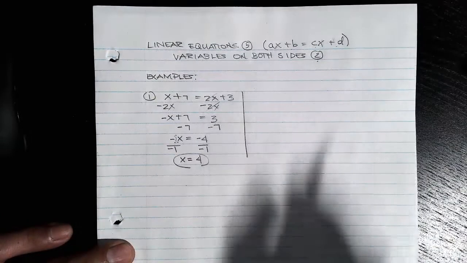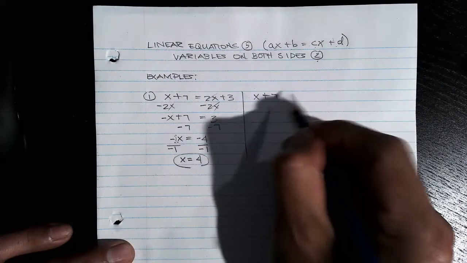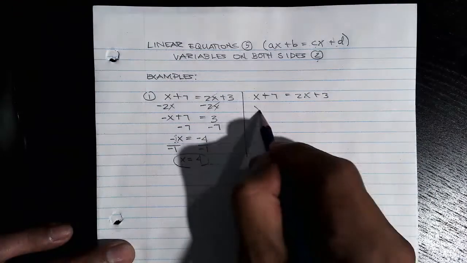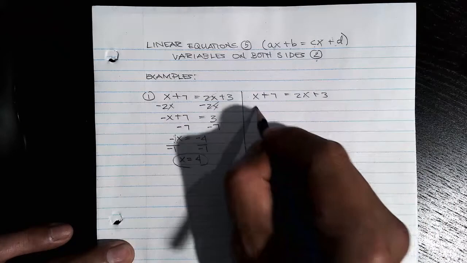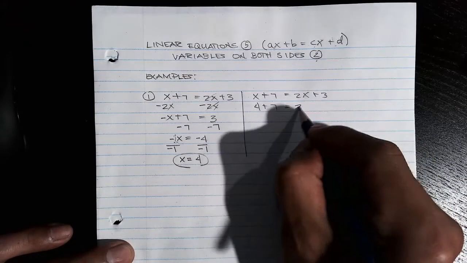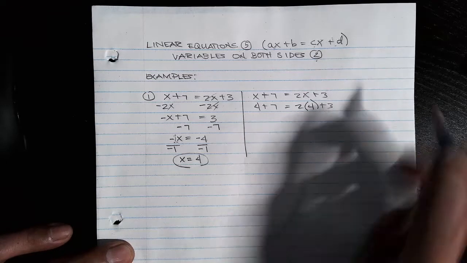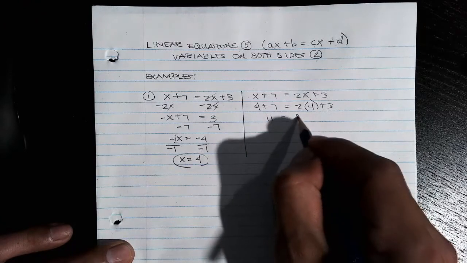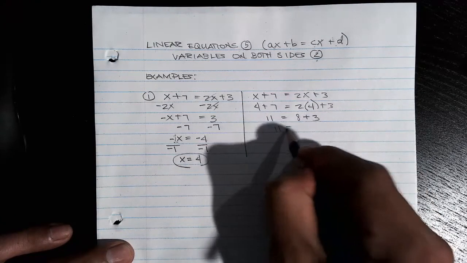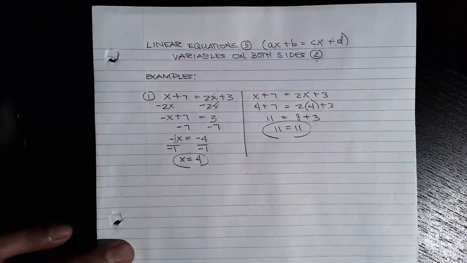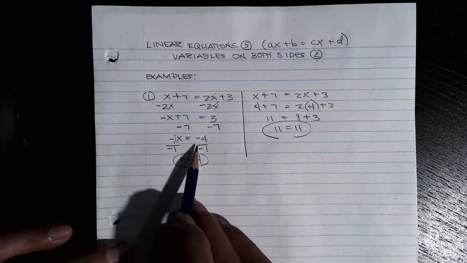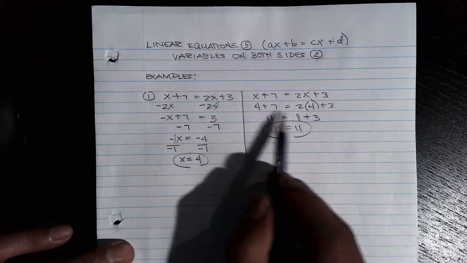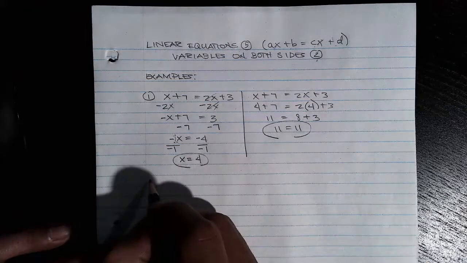Okay, let's check this. x plus 7 equals 2x plus 3. Substitute our answer 4. 4 plus 7 on this side, and then on this side is 2 times 4 plus 3. 4 plus 7 on this side is 11, and on this side we have 2 times 4 is 8, plus 3 is 11. 11 equals 11. So this is the correct answer. Okay, if you actually had this answer as a negative 4 and you tried it here, it shouldn't work. Don't try to fake the check part, because I do check them out. Make sure you're doing them right.